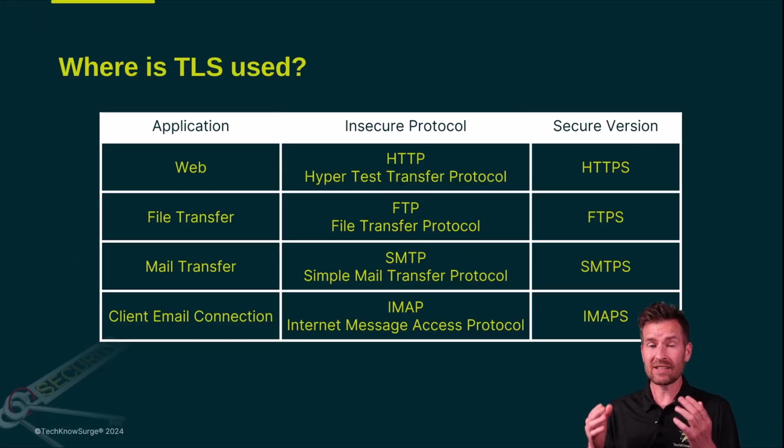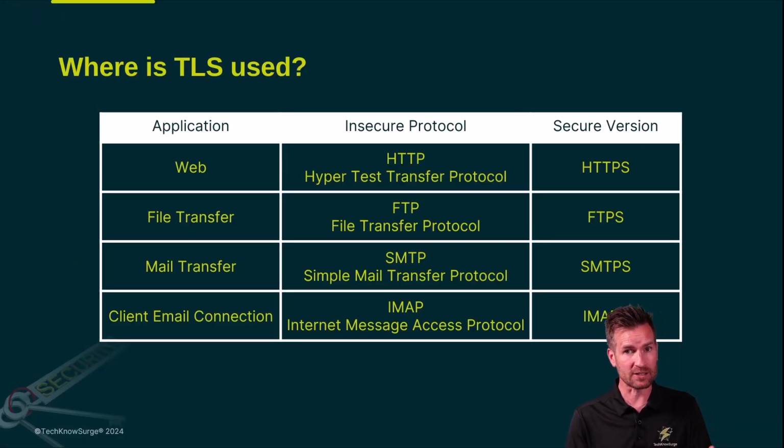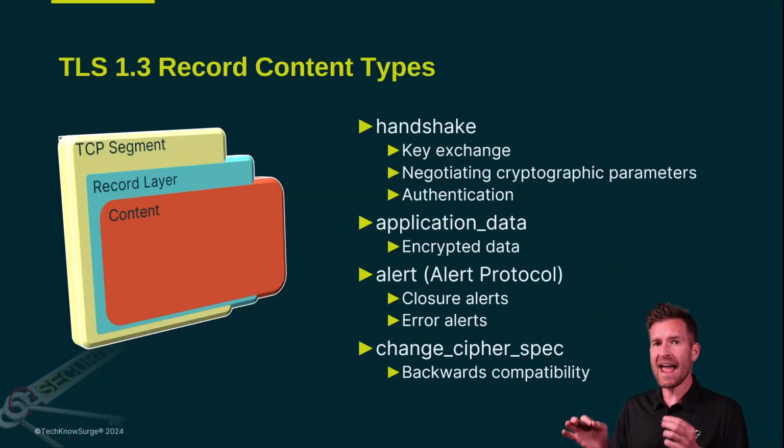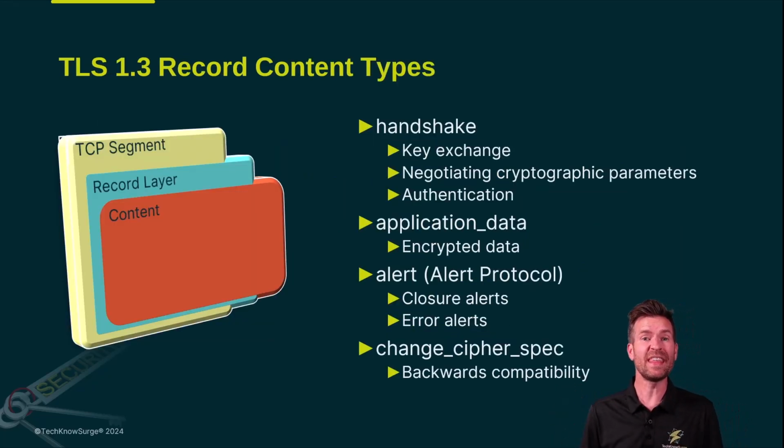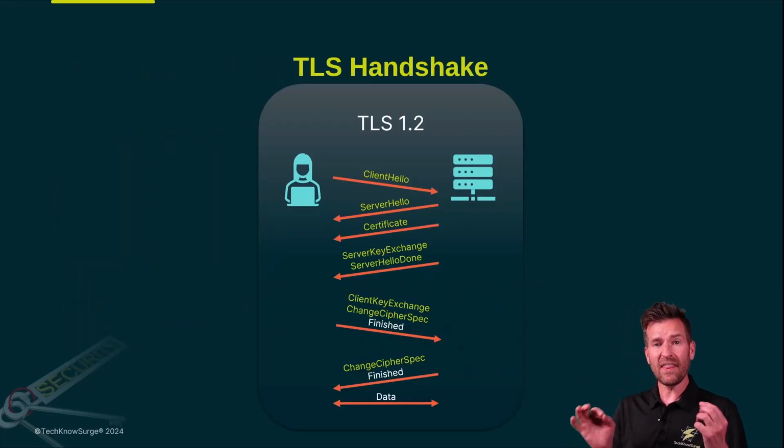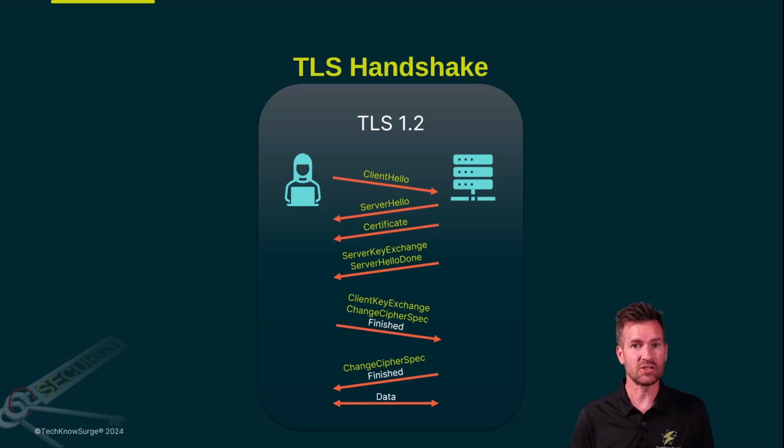We took a look at how TLS was applied to protocols which were normally insecure, which now made them secure, and how there are a couple different protocols within the TLS protocol, one of which being the TLS record protocol. And then we took a look at the TLS handshake protocol.